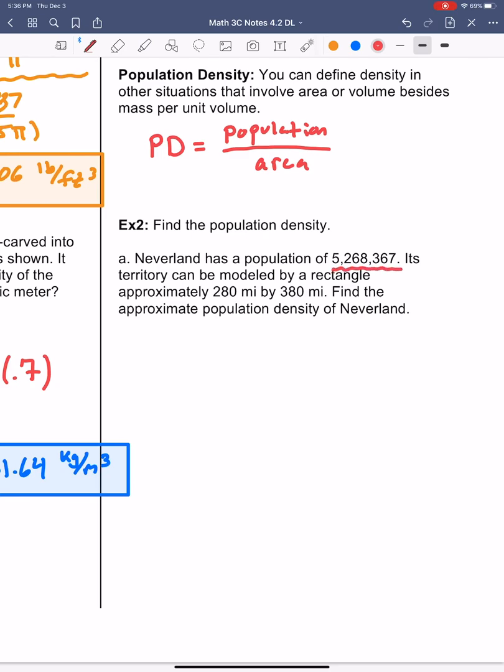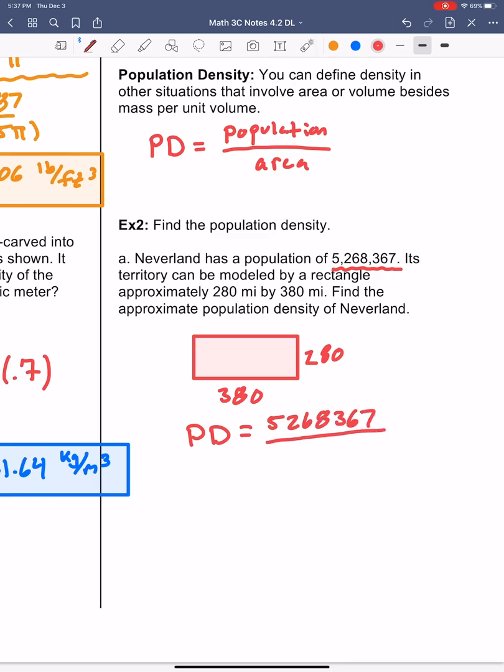Its territory can be modeled by a rectangle approximately 280 by 380. So we have a rectangle here. Okay, and it's 280 by 380. It says find the approximate population density. So I have PD equals the population, which we already know, 5,268,367, divided by the area here.